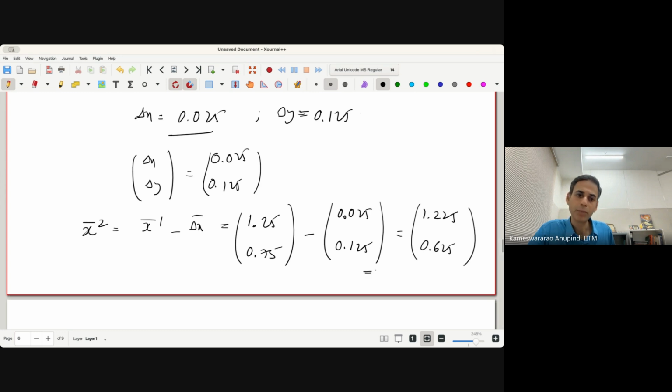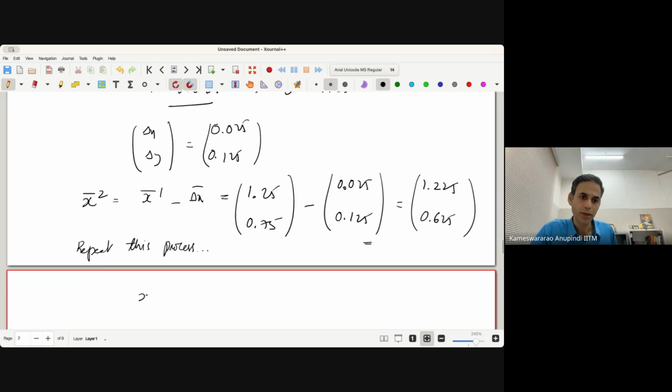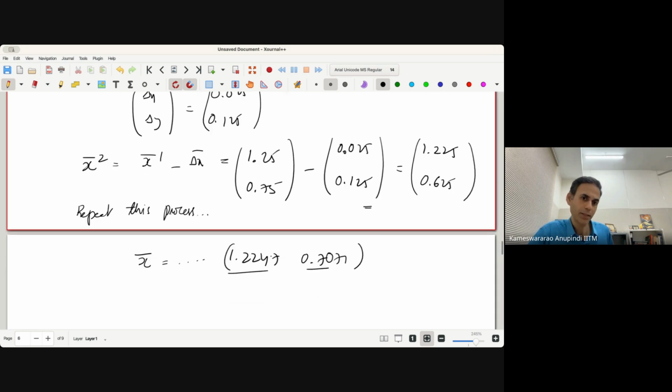So you can repeat this process, and then eventually, hopefully, it will converge to some value of x bar. Let me check if I have written down the exact answer anywhere. It's probably going to converge to 1.2247 and 0.7071. That will be the exact answer, where your f bar of x bar of k in some norm will come out to be some value that is less than the tolerance.